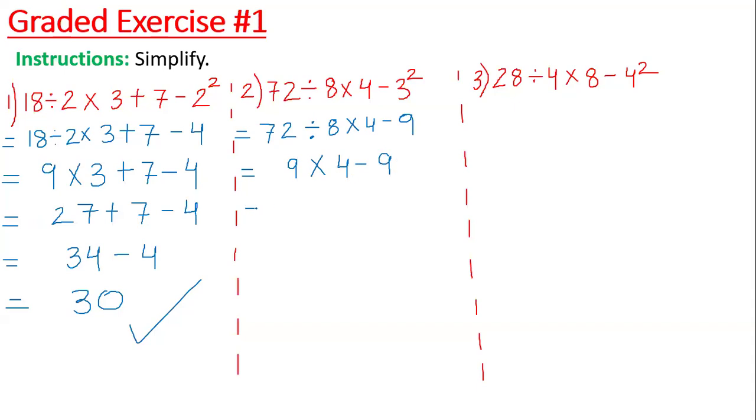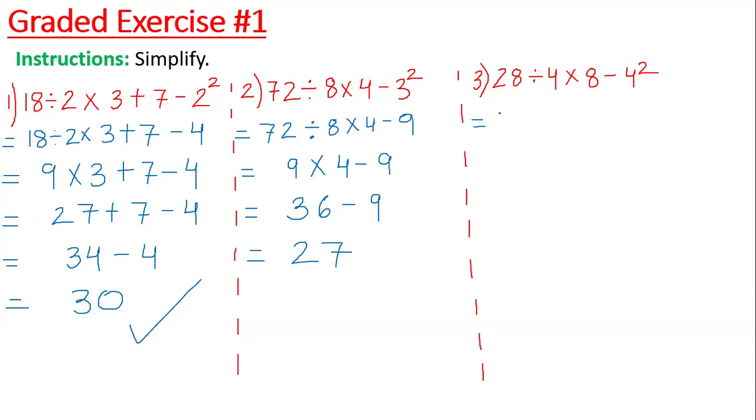9 times 4 is what? 36. And 36 minus 9 is what? 27. Very good. Anyone else got this right? Let me know. I did. 27. Very good. And then last but not least, what y'all got for number 3?